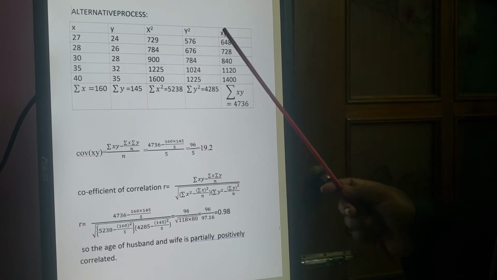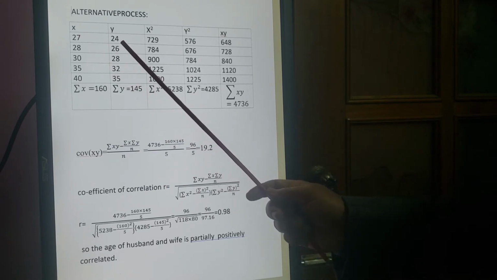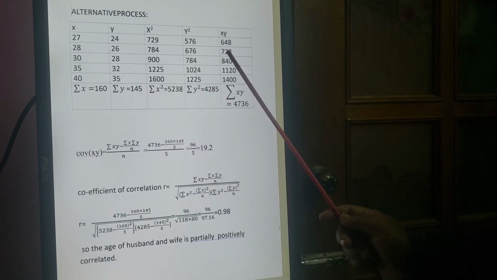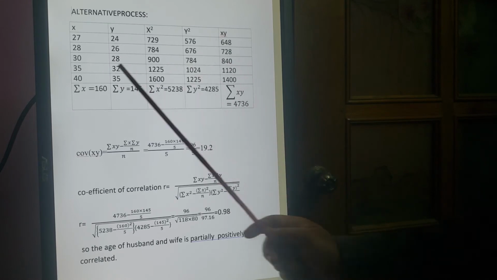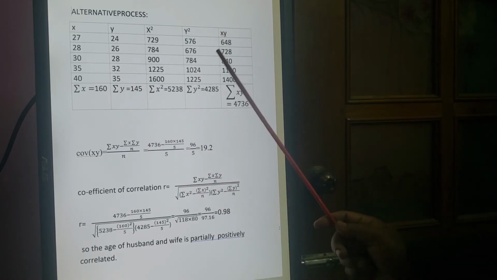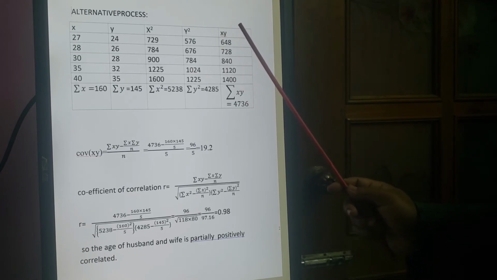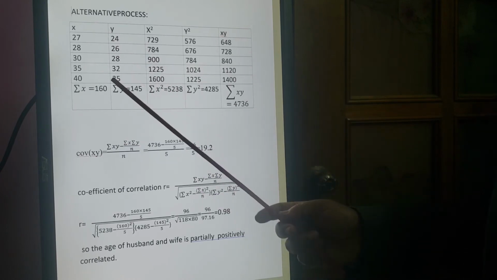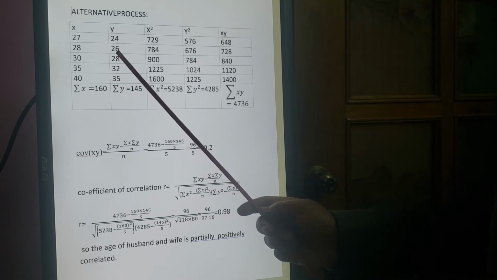Now for covariance you need xy also. Here xy is given. X into y: 27 into 24, this. 28 into 26, this. 30 into 28, this. 35 into 32, this. Okay, like this way we can get the column of xy. That is, xy means multiply the column of x and y. For each row you will get the product of xy, first row, second row.